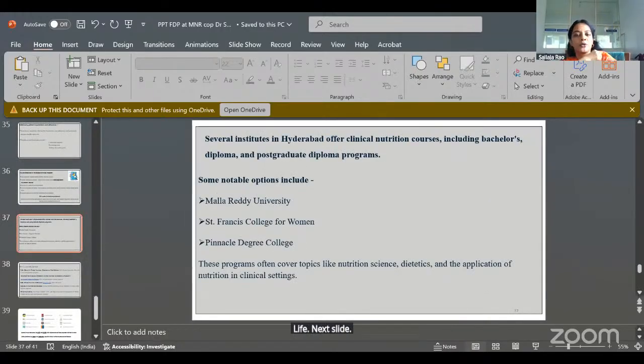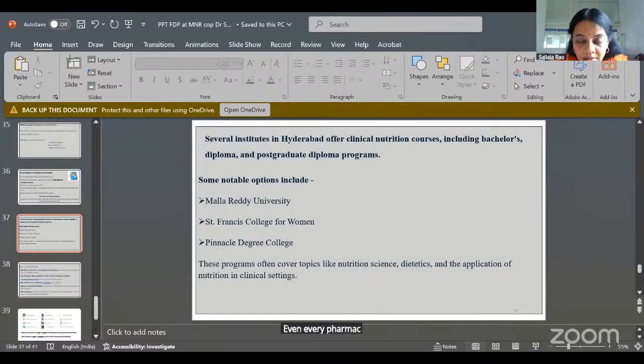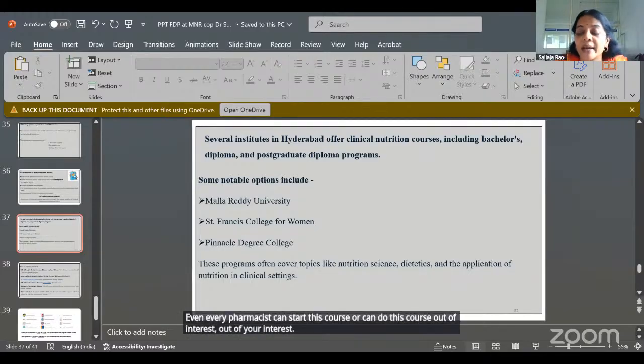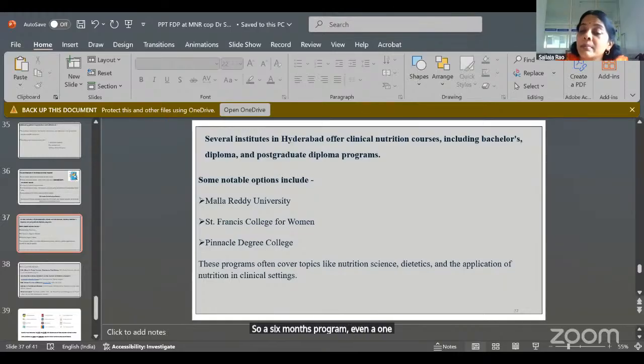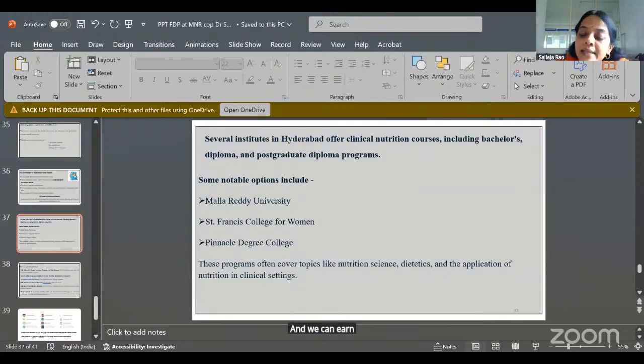Yes, as a part of the FDP, now I just wanted to give some idea about the clinical nutrition courses. So why clinical nutrition? Because everything depends upon the food we take, even every pharmacist can do this course out of your interest. A 6 months program, even a 1 year program, or a bachelor degree also we can do, and we can even start consultation, online consultation also, and we can earn also out of this. At the same time, we get inspired by that, and this will help us.